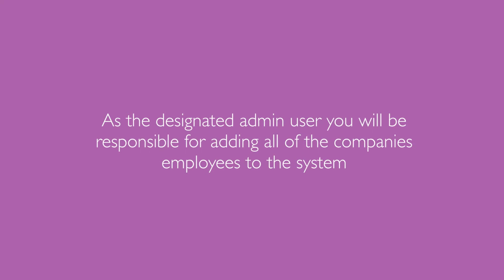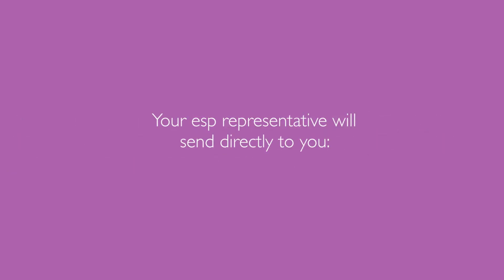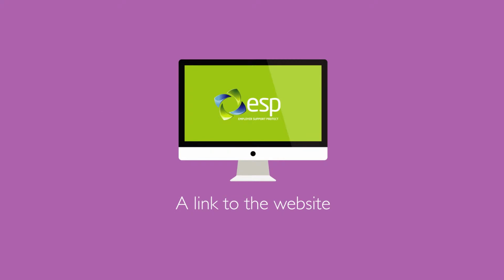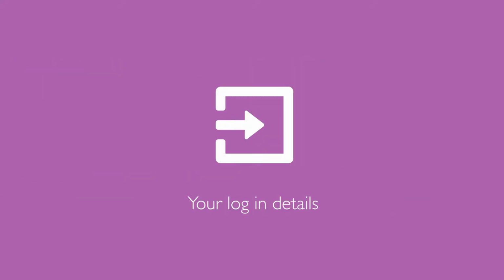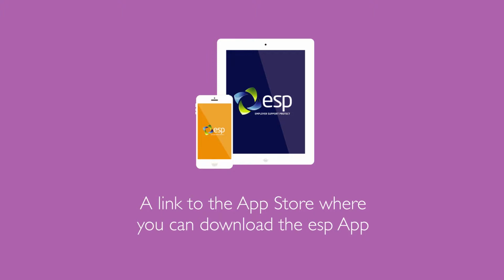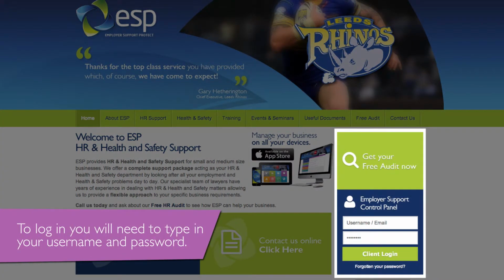As the designated admin user, you will be responsible for adding all of the company's employees to the system. Your ESP representative will send directly to you a link to the website, your login details, a link to the App Store where you can download the ESP app. To log in, you will need to type your username and password in the fields shown here.